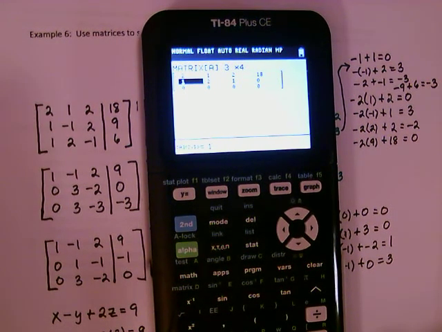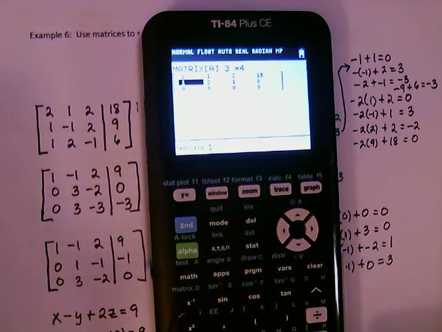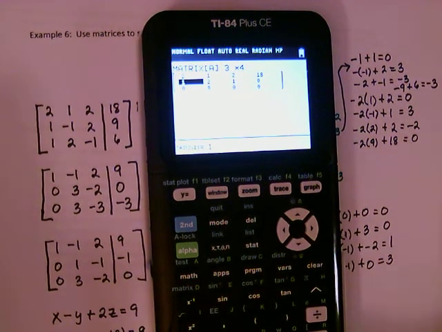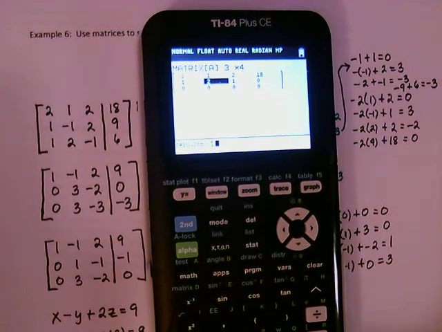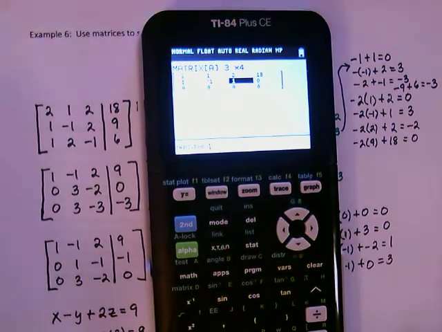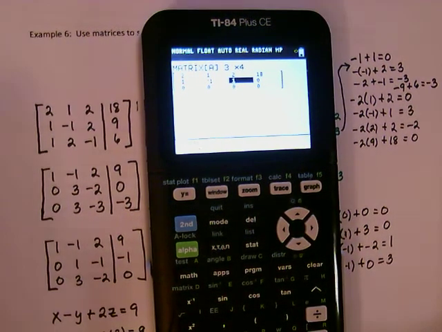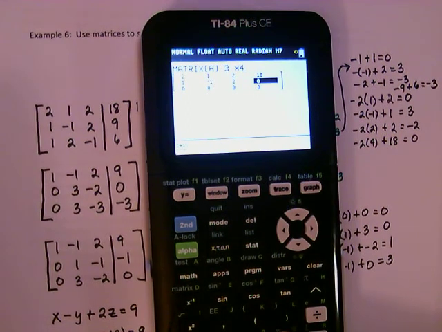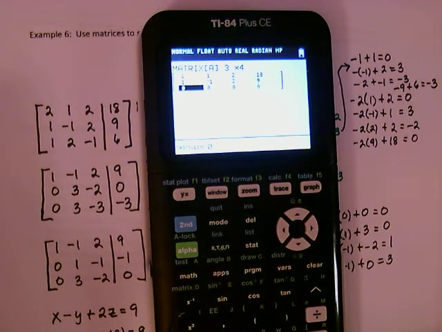And then the next row, because what happens when you press enter, it'll take you to the next row where you enter the next row of numbers, pressing enter after each time. The next row is 1, negative 1, 2, and 9, so it'll be 1, and then negative 1. Make sure that you press the negative key, which is at the very bottom of your calculator, and then type 2, enter, and then 9, enter.